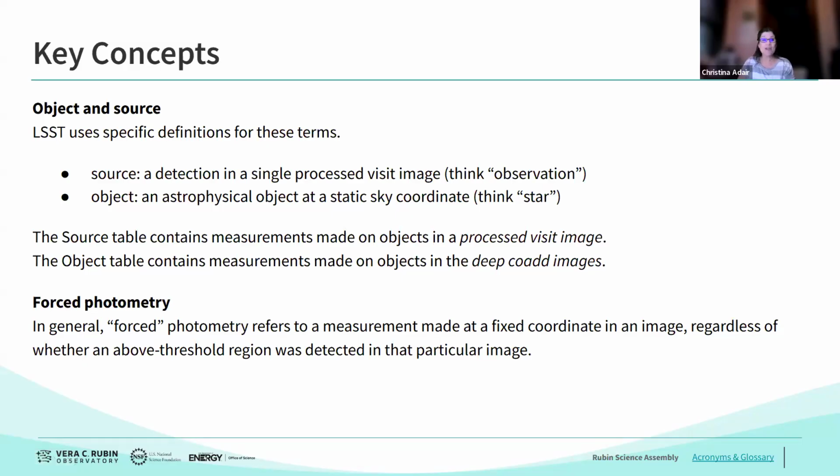The object table contains measurements on objects in the deep coadds. The source table, I'm sorry, I went backwards. The source table contains measurements on an object in a processed visit image, but the object table contains measurements on the deep coadds. So that's kind of important to keep in mind. We talked about this a little bit already this morning. And also just a reminder, forced photometry refers to a measurement at a fixed coordinate.